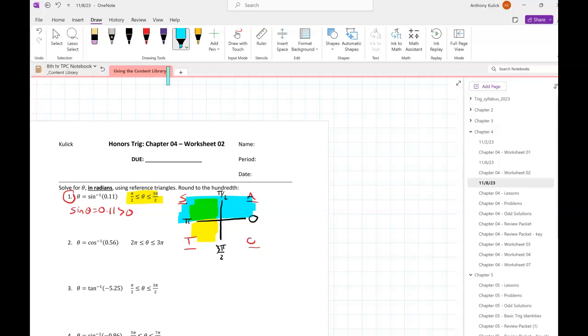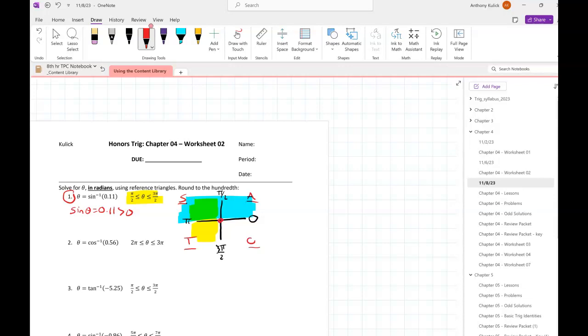From this picture, I now know where my terminal side for theta lies. It must be in which quadrant? Quadrant 2. Why quadrant 2? It's the overlap of the two shadings, right? Is everybody okay?